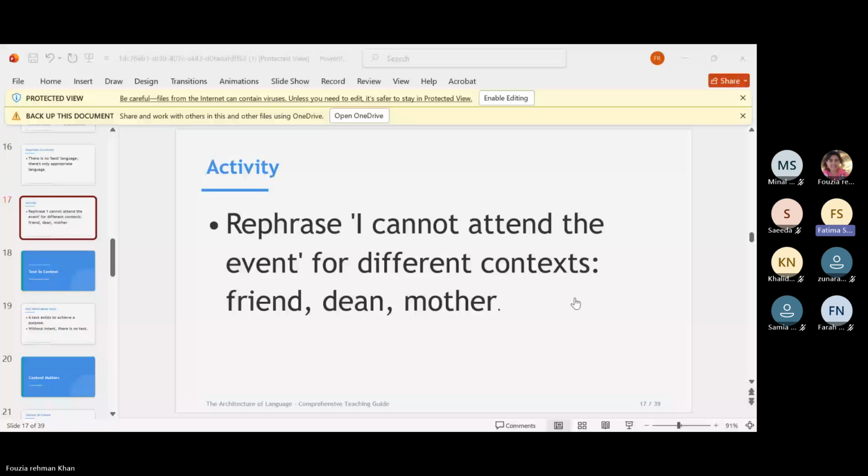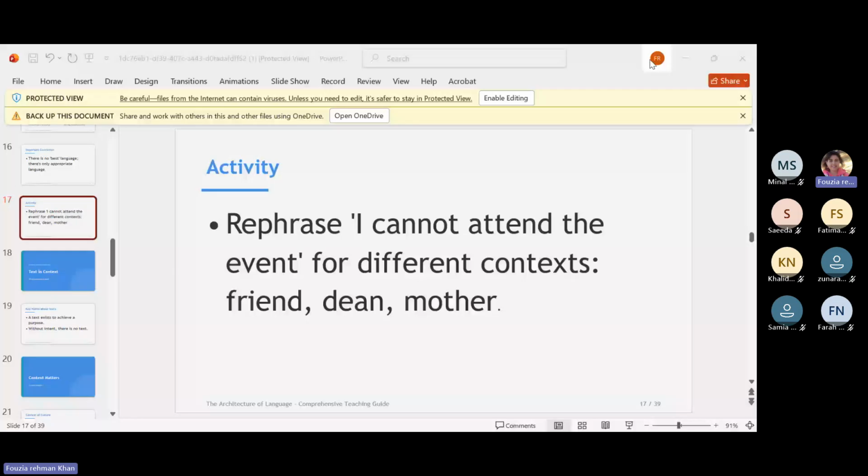For a friend, I can say, man, I'm not going. I'm not attending the event. That's how I would say it in a friend context. For a dean, I would have to be formal. So, at least in my perspective, I would say thank you for inviting me, but I'm unable to attend because of a prior commitment, because I cannot just say I am not attending. I cannot attend. And for a mother, I can say, Mama, I'm not going. I'm not attending this wedding. I don't want to go. These are the few words I can say. But for a dean or anyone, I have to sound formal and rephrase it to sound respectful as well.